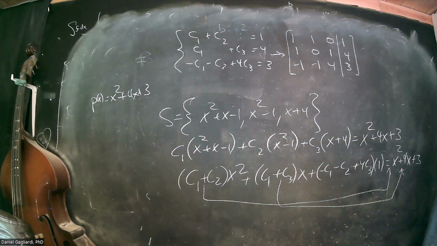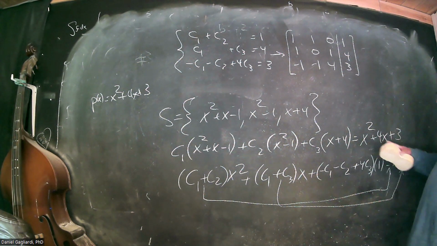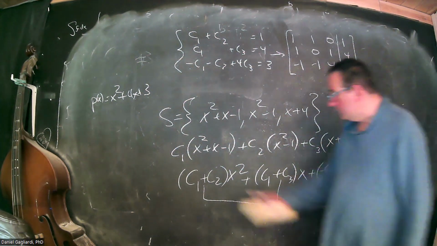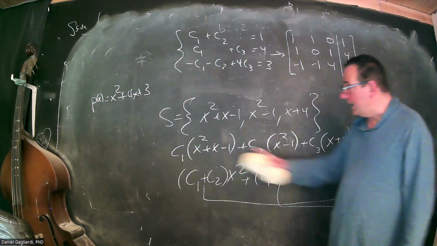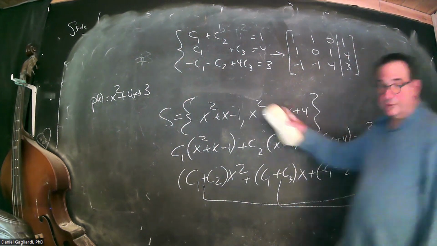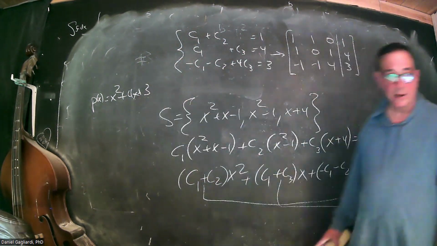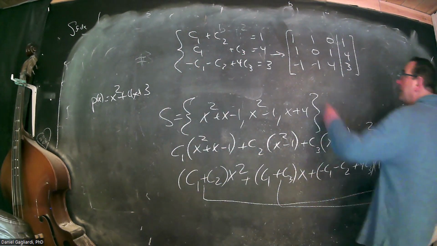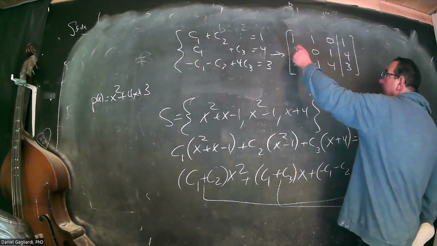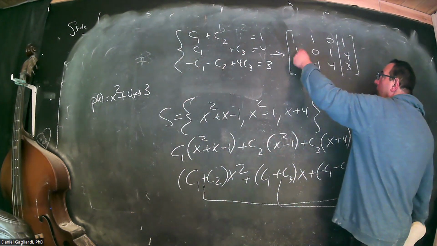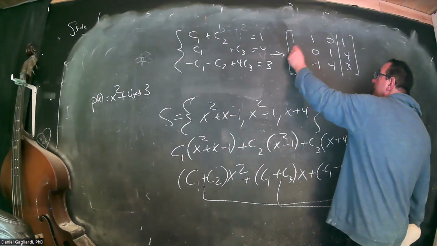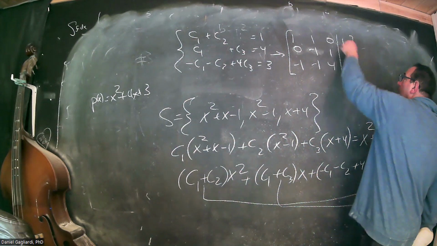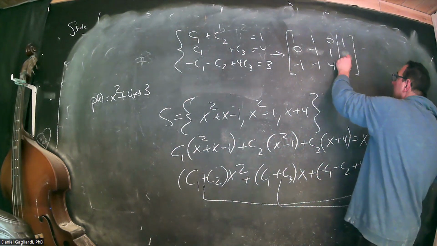Let's solve it. Once we solve it, we hope what we're going to get are coefficients C1, C2, and C3 that are going to transport these vectors to our target, x squared plus 4x plus 3. You see? So let's reduce this matrix and see what we get. Well, we'll use this as the pivot. So row 2 minus row 1 gives us a 0 here, gives us a negative here. 1 minus 0 is 1. 4 minus 1 is 3. So we have a 3 here.